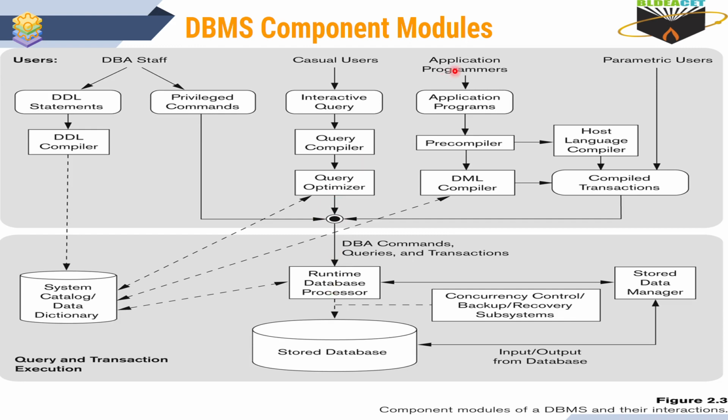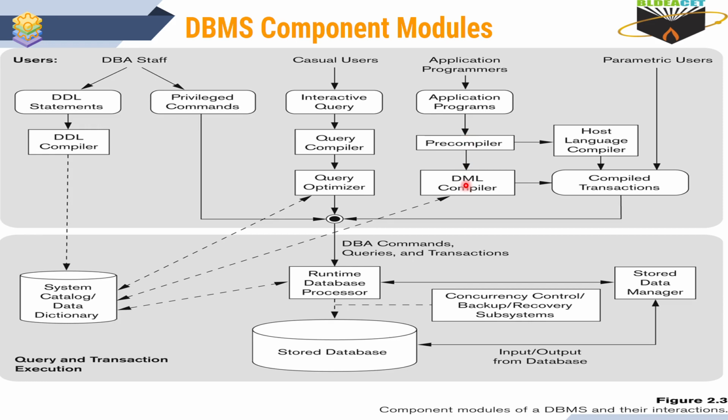Next is the application programmer. Application programmers use application programs. They write the programs using host languages like Java, C, C++ or Python. Those applications or programs are submitted to a pre-compiler. The pre-compiler extracts DML commands from the application programs written in the host programming language, and sends these commands to the DML compiler.